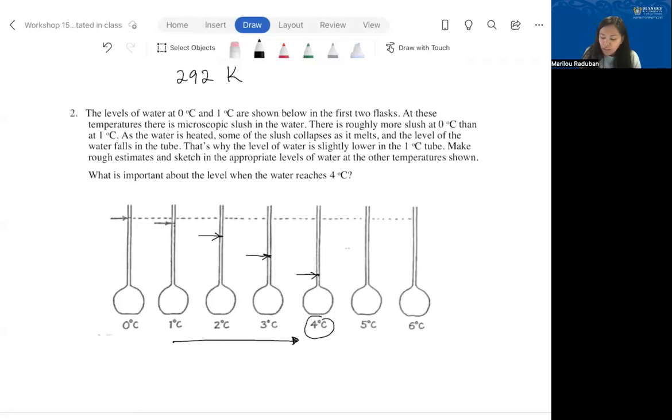But at 4 degrees Celsius, this is when all the ice crystals would have collapsed, would have totally melted and become water molecules. And then at that point, as you increase the temperature, the water molecules now start to expand.